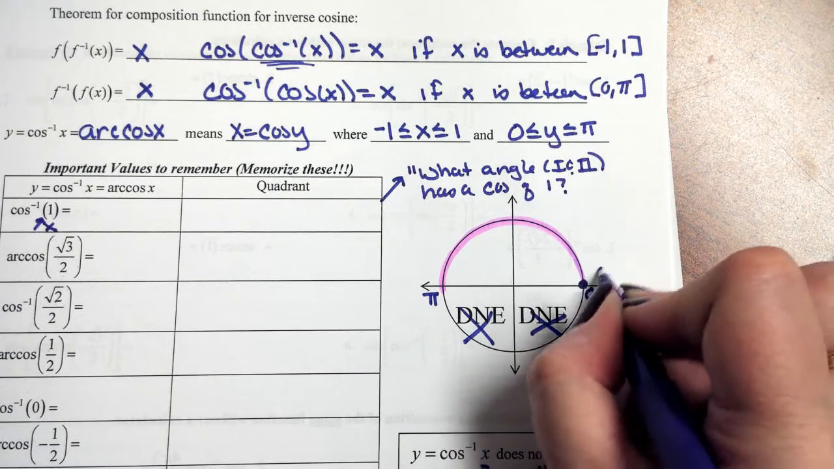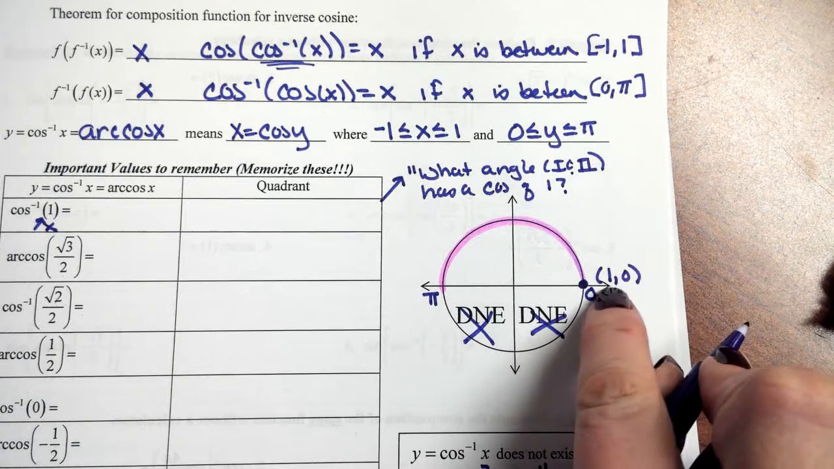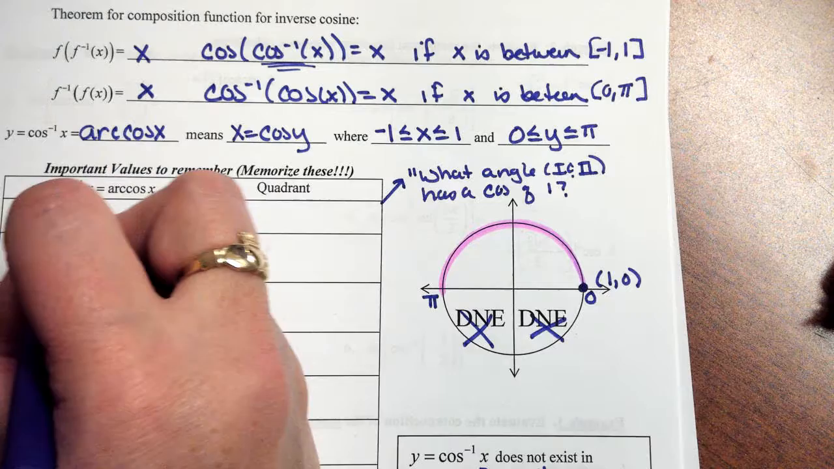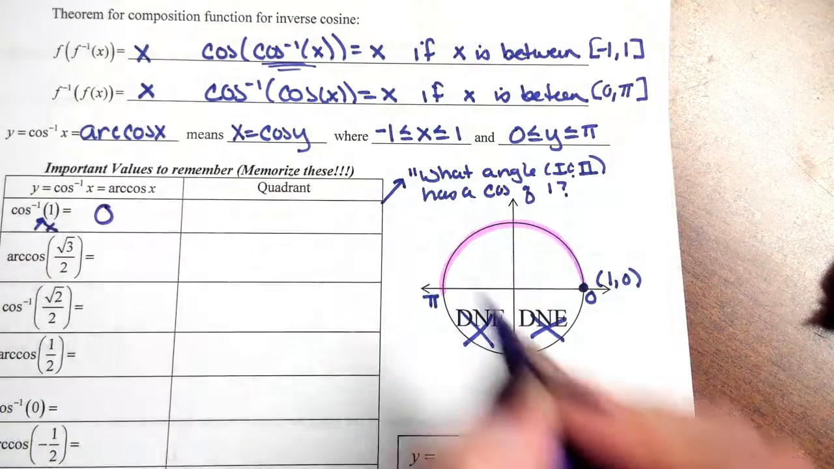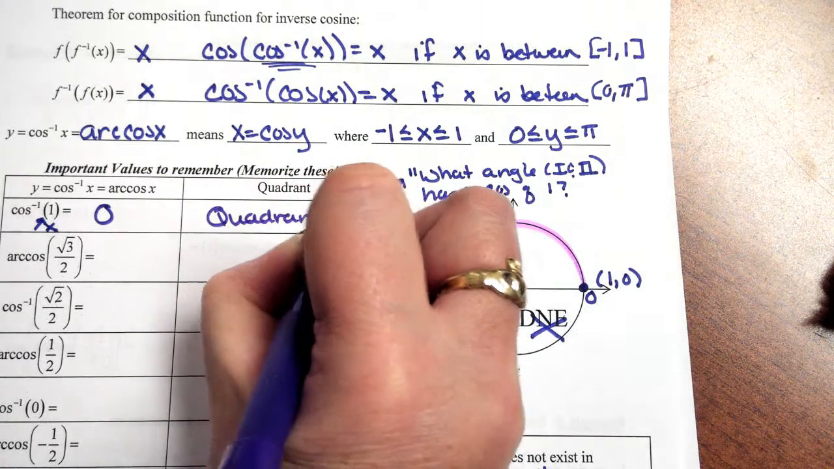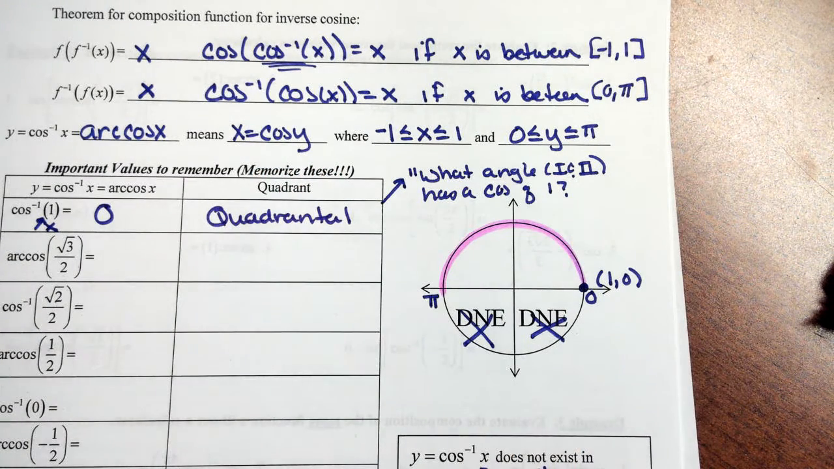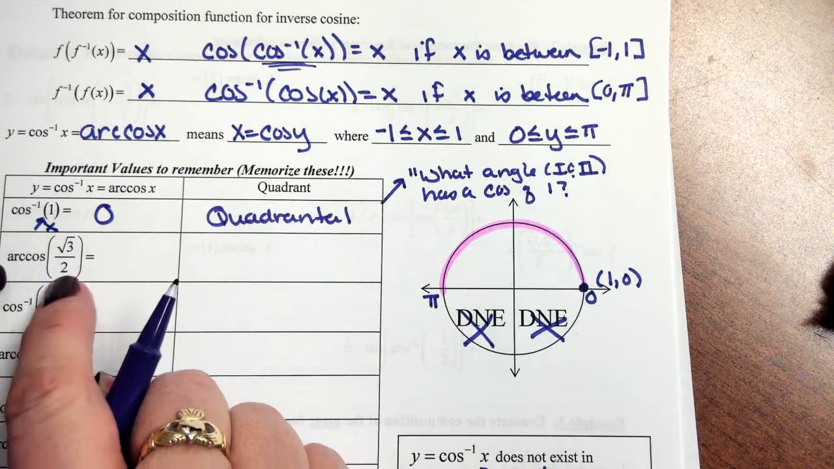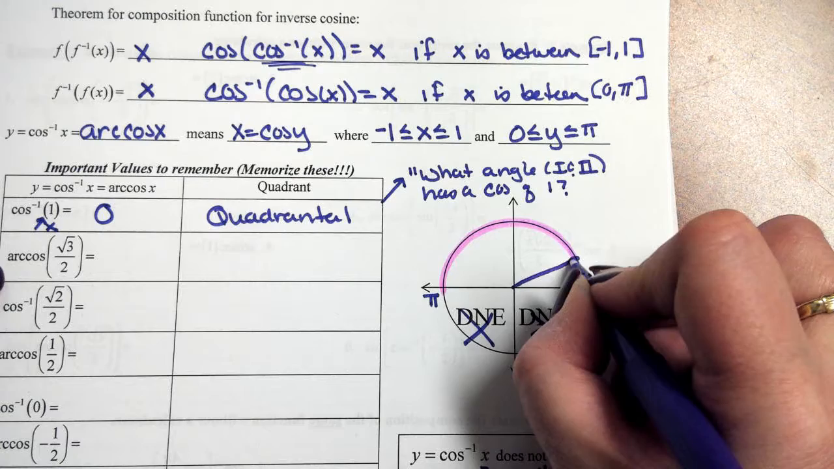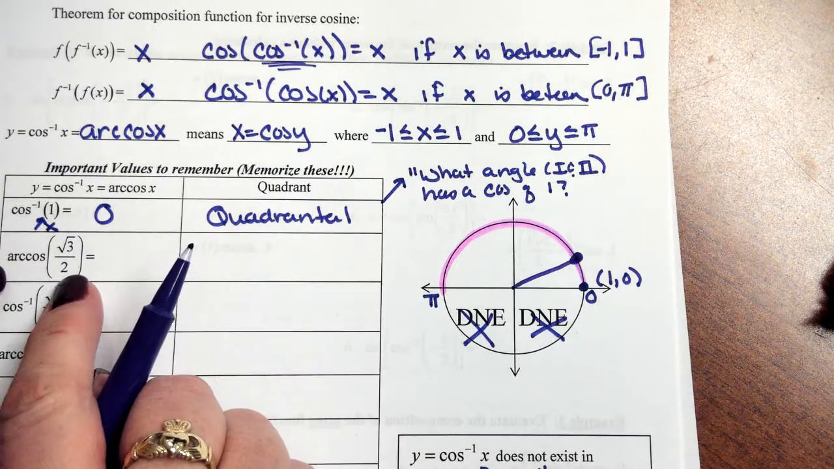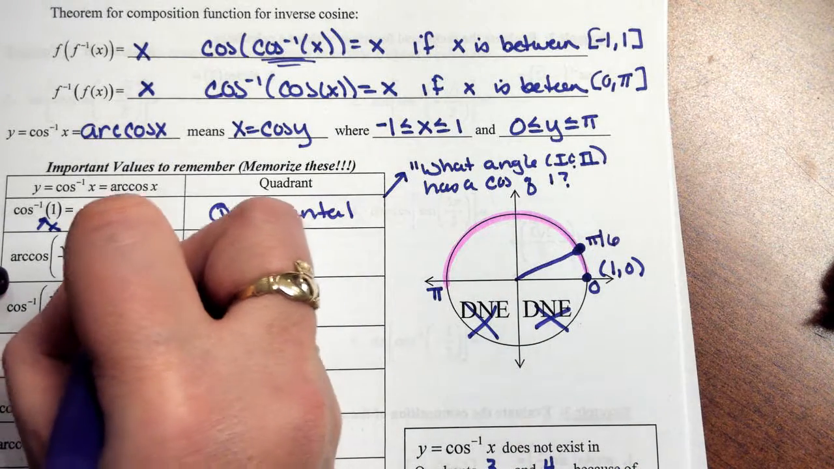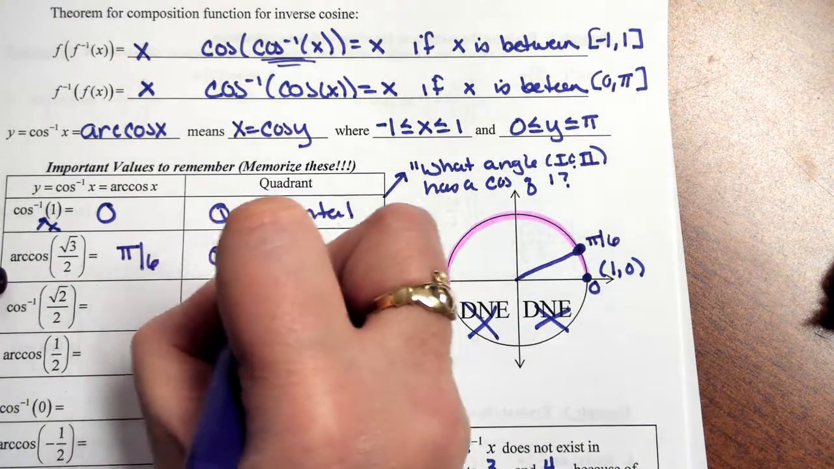So remember, right here on your positive x-axis, you have the ordered pair 1, 0. So your x-coordinate's positive 1, so inverse cosine of 1 is just going to be 0 degrees or 0 radians. And again, that's a quadrantal. You're right there on the axis. Arc cosine square root 3 over 2. Again, this is positive, so you know we're in quadrant 1. So again, the angle where you have an x-coordinate of square root 3 over 2 is pi over 6. And again, this is in quadrant 1.